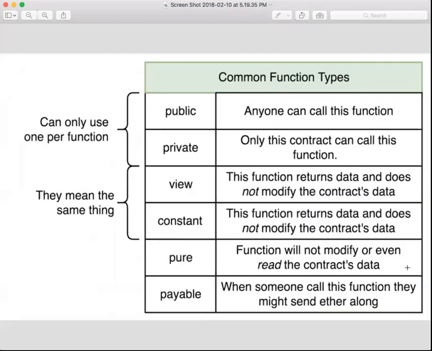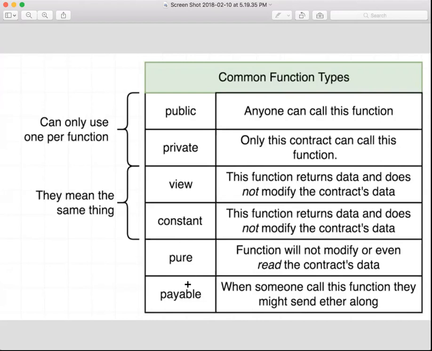The next access modifier, or let me go back to the table. And I'm calling them access modifiers. The next access modifier is pure, and it means that the function will not modify or even access the contract's data. In practice, you'll probably not end up using pure that often, except in some interesting edge cases. In general, you will probably not be using pure at all.